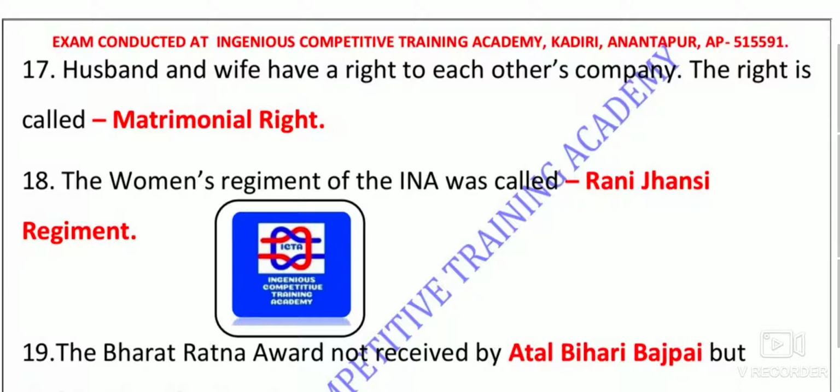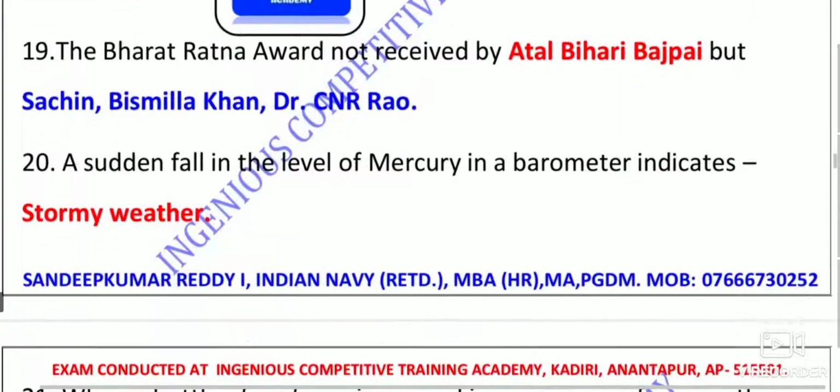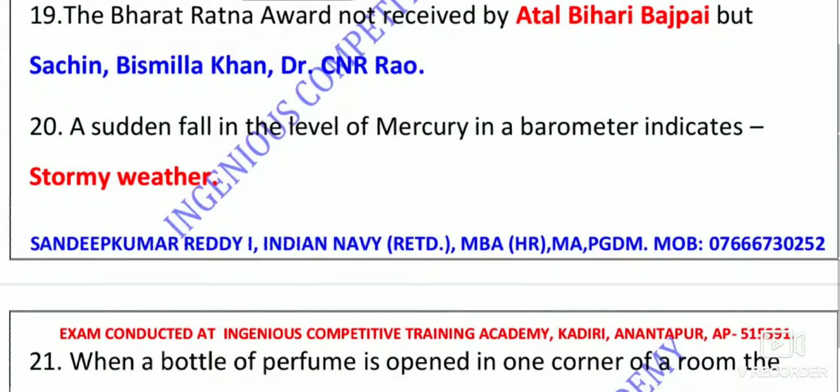The women's regiment of the Indian National Army was called Rani Jhansi Regiment. We knew that the INA was formed under the Rani Jhansi Regiment. The Bharat Ratna award was not received by Atal Bihari Vajpayee at that time, but Sachin and Bismillah Khan as well as CNR Rao, everybody has got the Bharat Ratna award, but not Atal Bihari Vajpayee.